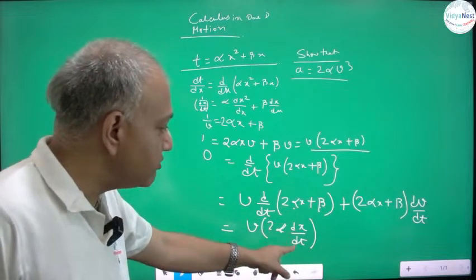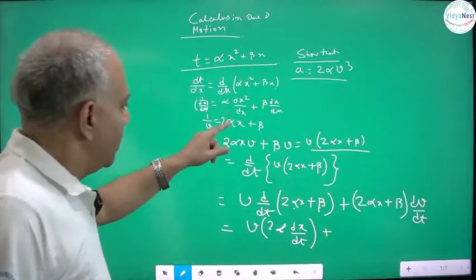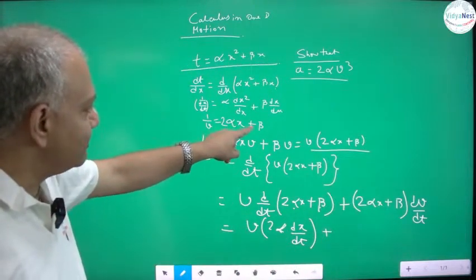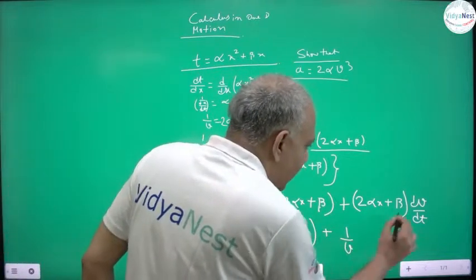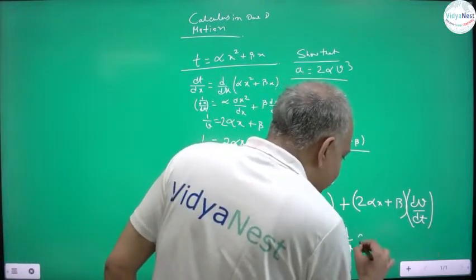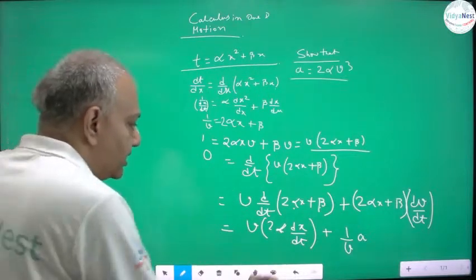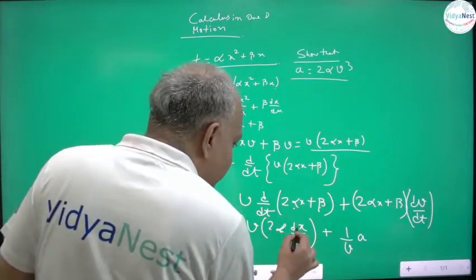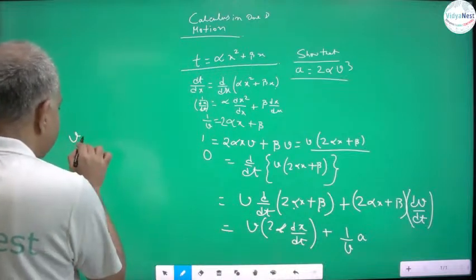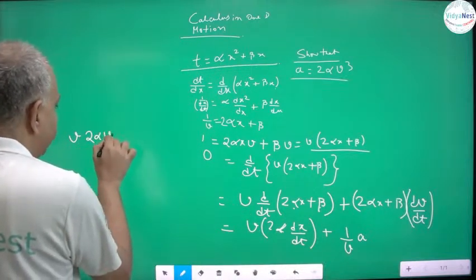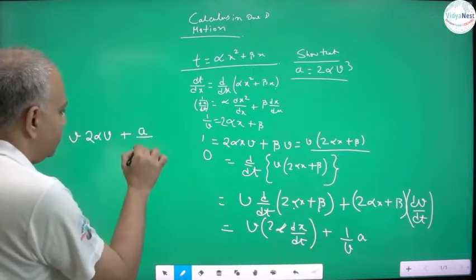So dx/dt is what? It is a velocity. So now you can see that 2 alpha x plus beta is equal to 1 by v. So we can put 1 by v, and dv/dt, that should be the acceleration, retardation, what we can say. So now from here, dx/dt is what? v. So we can write v into 2 alpha into v, that should be equal to plus a by v is equal to 0.